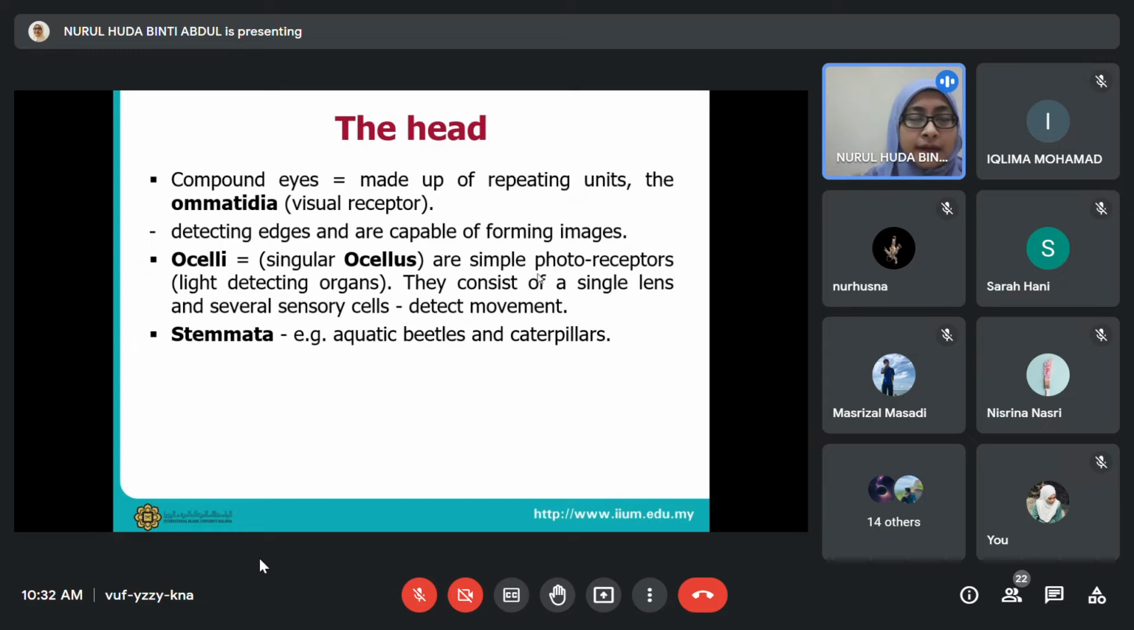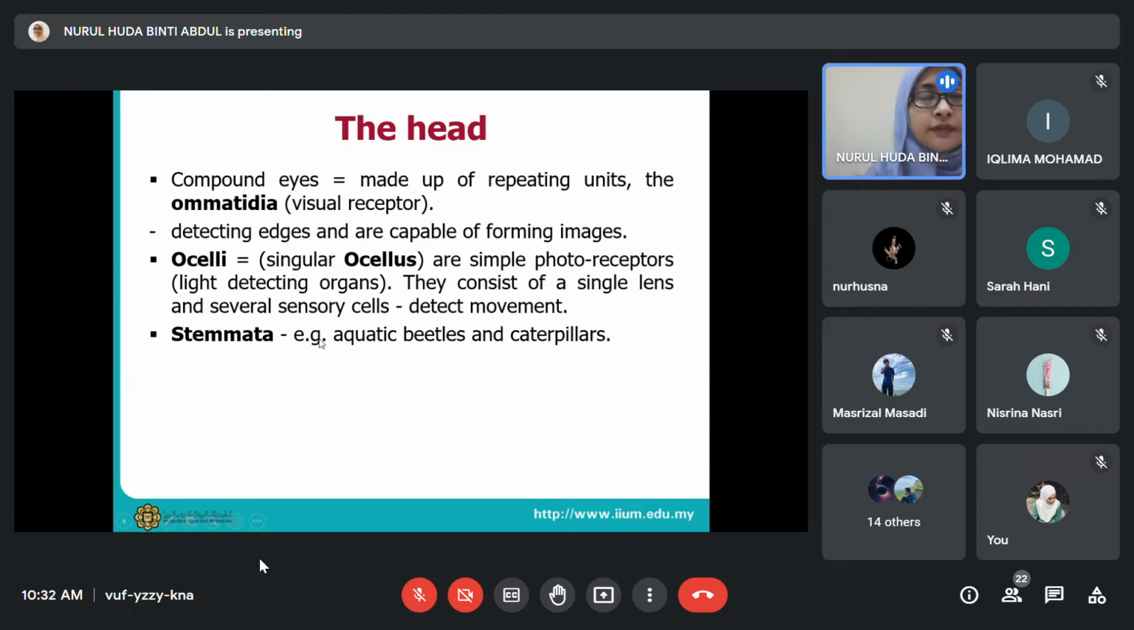And they also have small or simple eyes, which are ocelli, or in singular, ocellus, which is a photoreceptor. It also functions like eyes, it's just that it doesn't form images, but it's actually a light detecting organ. They have a single lens with sensory cells to detect movement. Rather than seeing the image, they can only detect the movement of others through the ocelli, which are simple eyes.